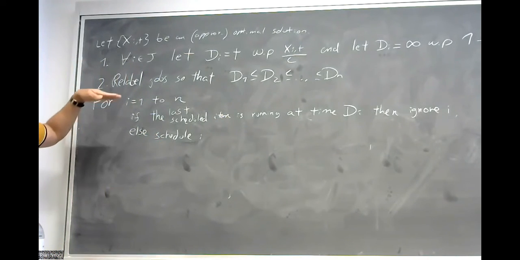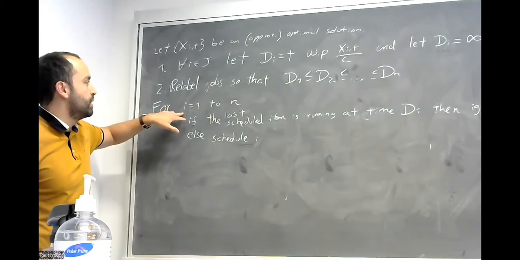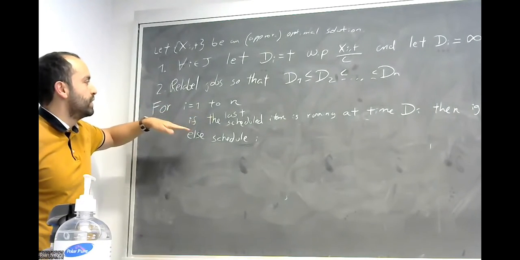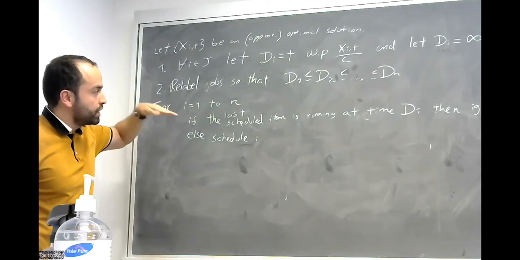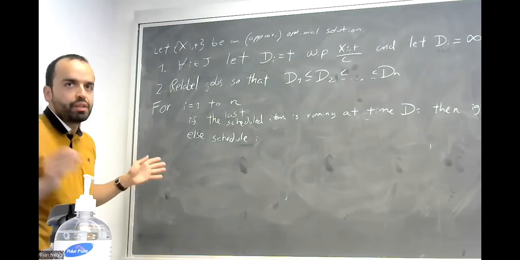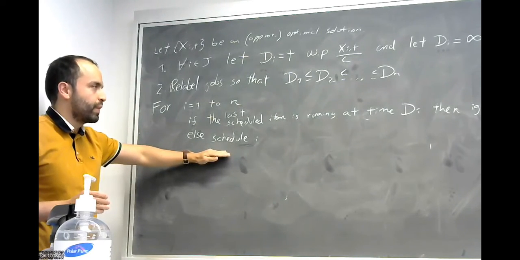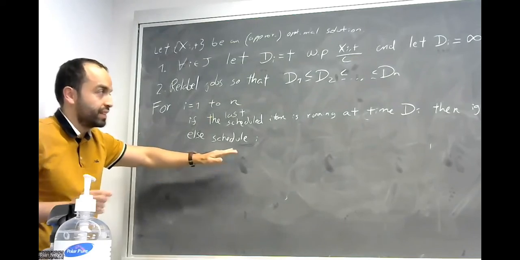So we go to the items in this order, and for each i between 1 to n, if the last scheduled item is running at time di, then we will ignore item i forever. Otherwise we would schedule i, and we will schedule i as soon as we can.